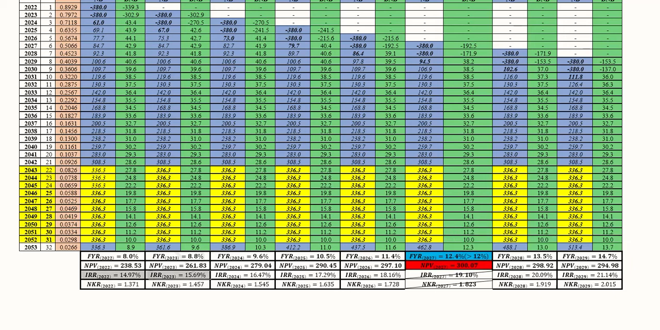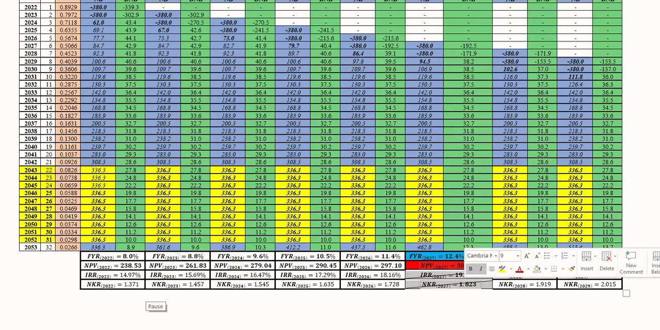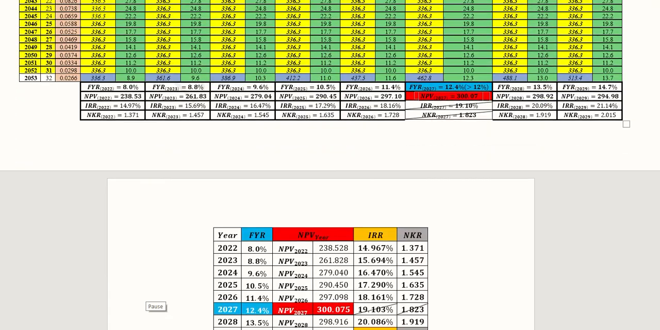IRR, on the other hand, is having an increasing value throughout, and it's not highlighting any specific year, and it will continue to increase as we go ahead. Again, NKR is also having an increasing trend, and it is continuing. So this means that the values of IRR and NKR are not going to give us the correct options when it comes to the timing of a project. So year 2027 is now suitable.